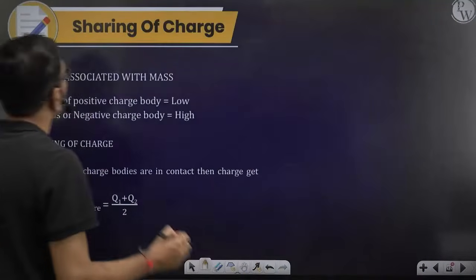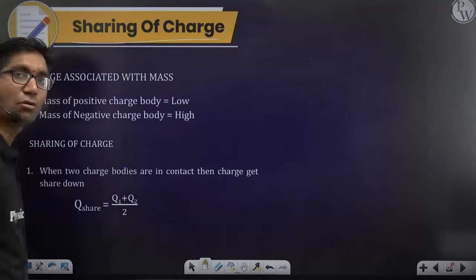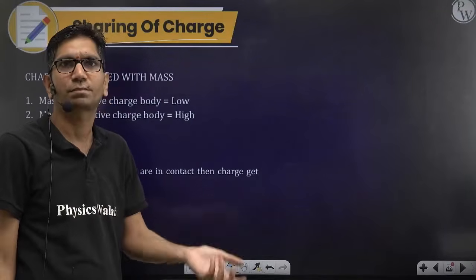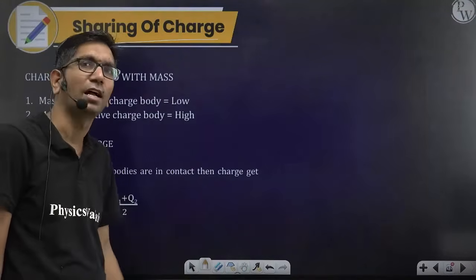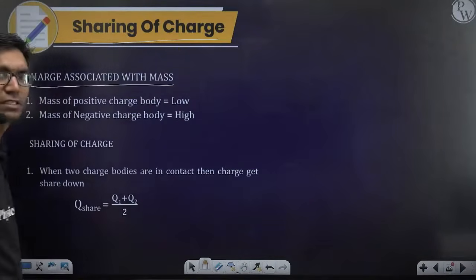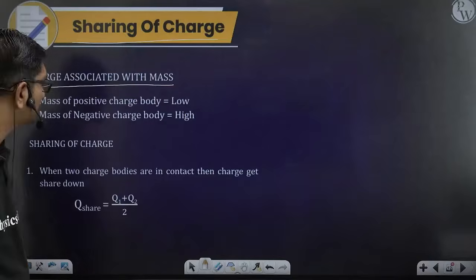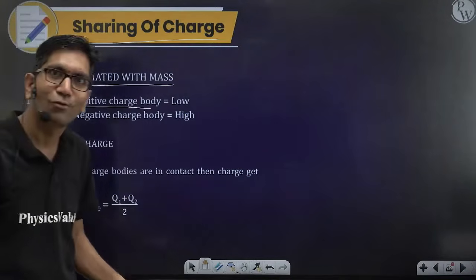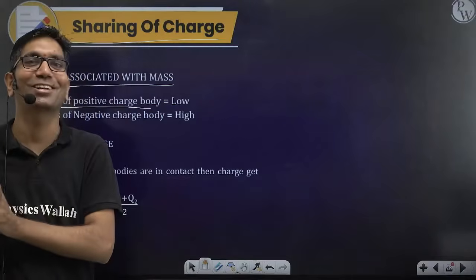Now, sharing of charge. How does a charge get shared? When we rub bodies against each other, charge gets shared. Now one more point: is charge associated with mass? Yes. The mass of a positively charged body is very low. Why? Because we are removing the electrons.